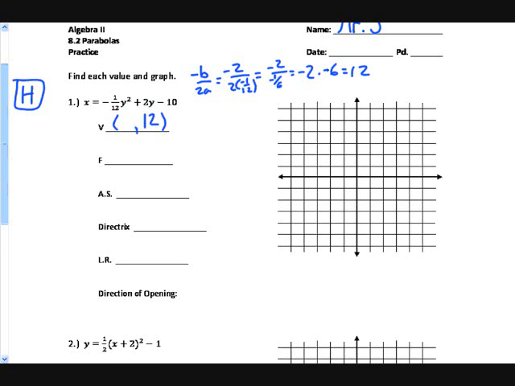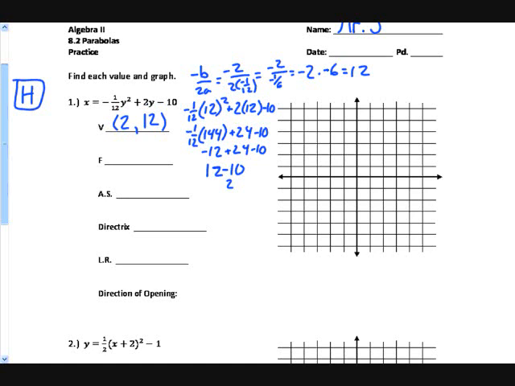And now I plug it back in to get the x value for the vertex. So I've got a negative 1/12 times 12 squared plus 2 times 12 minus 10. So that's going to be negative 1/12 times 144 plus 24 minus 10. So that's going to be a negative 12 plus 24 minus 10, which is 12 minus 10, which is 2. Okay, so that's my vertex.